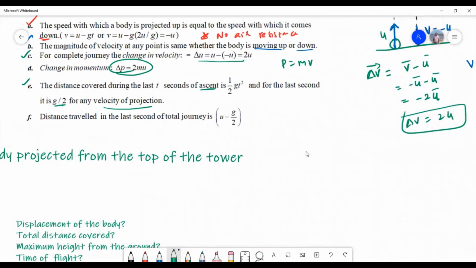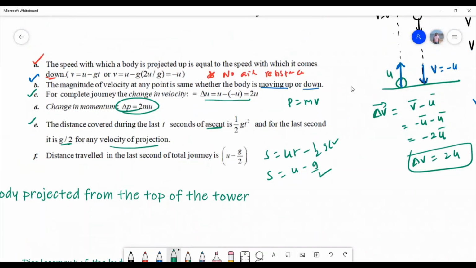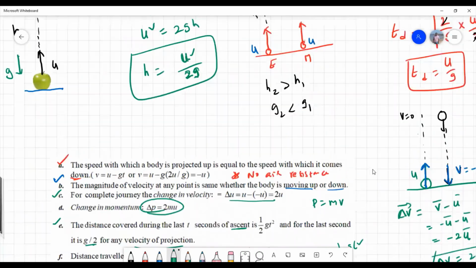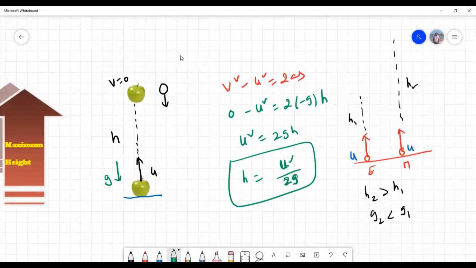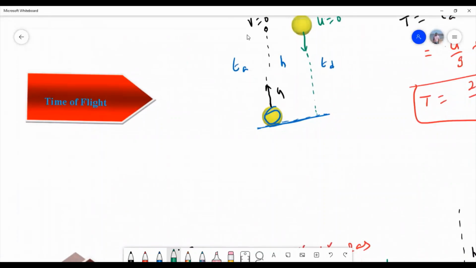Let's move on to the next point: the distance traveled in the last second of the total journey. That is what I said, simply use the formula ut minus half gt square. Simply put t as the last 1 second, so it is u minus g by 2. Like this we can write it; if you know the u value, we can calculate in this way also. Now, these are all bodies projected from the ground. This discussion, the time of ascent, time of flight and all that, is only for a body projected from the ground.